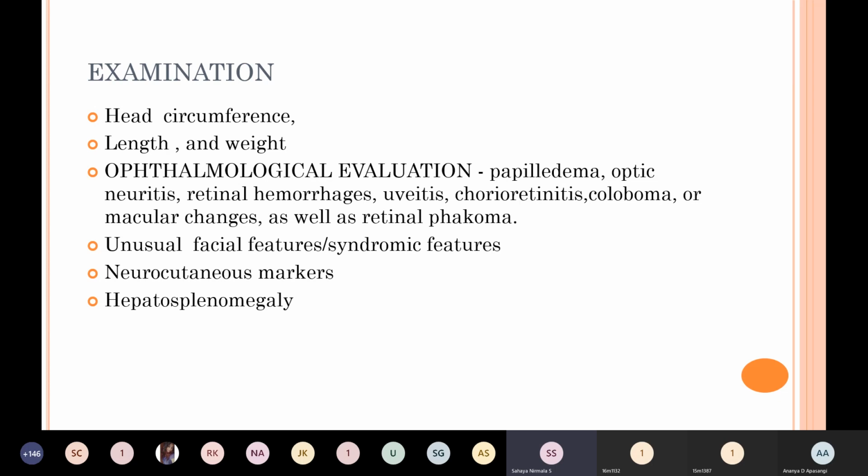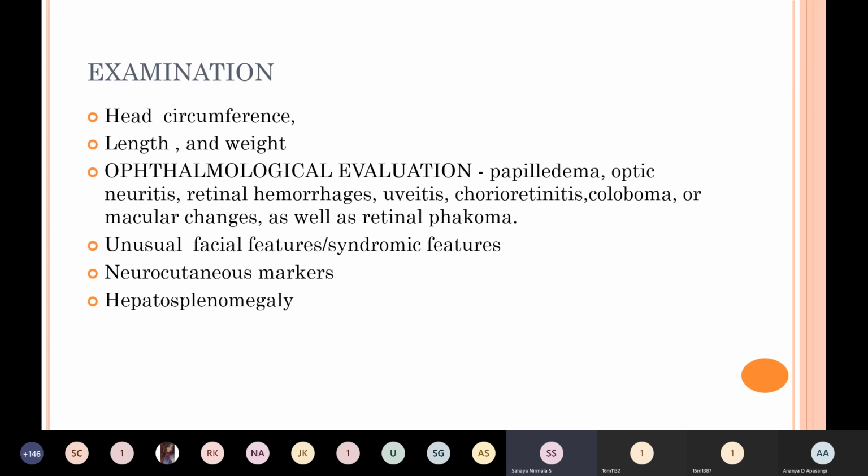Very important clues can be got by a detailed ophthalmologic evaluation. So we can look for whether there's any papilledema, optic neuritis, retinal hemorrhages, uveitis, as well as retinal phakoma. Look for any syndromic features or facial features, any particular syndromes which are prone to develop seizures. Again, that can help us.